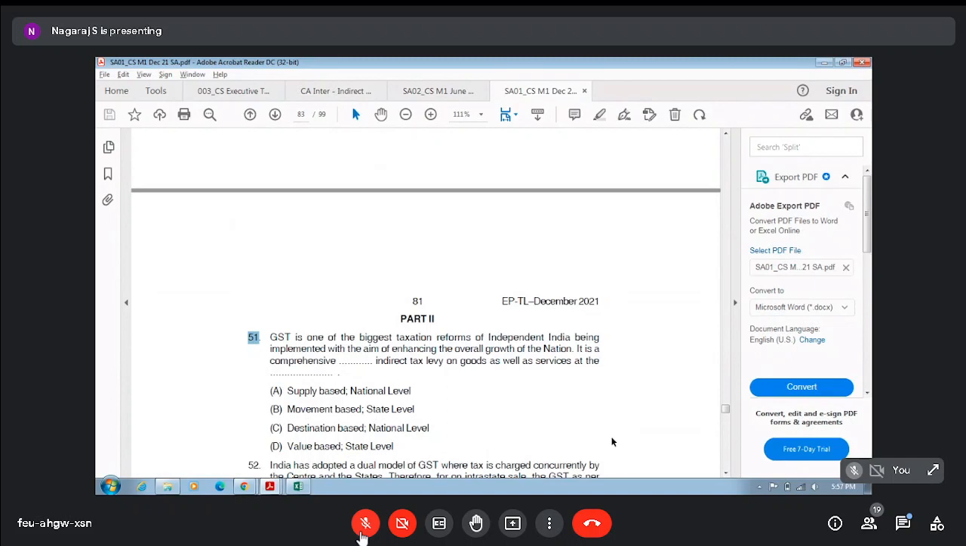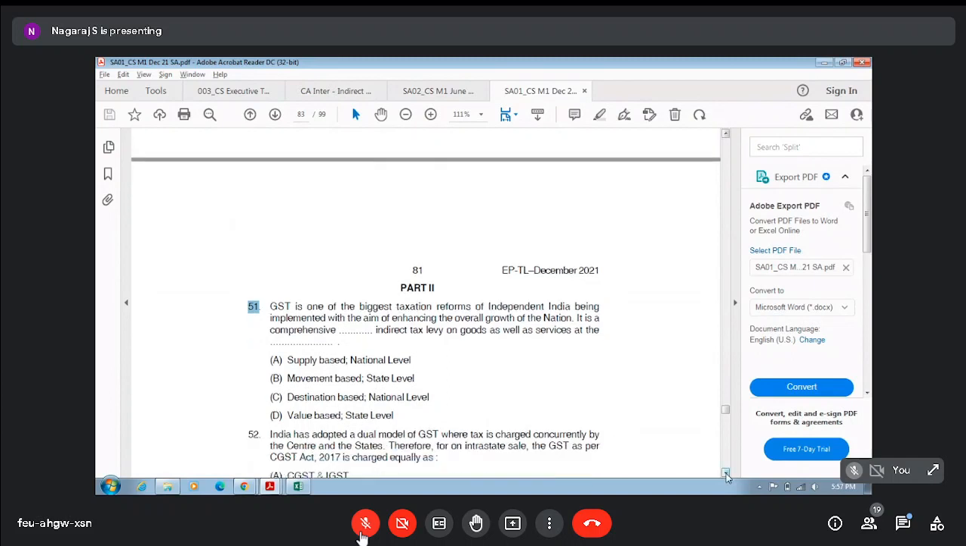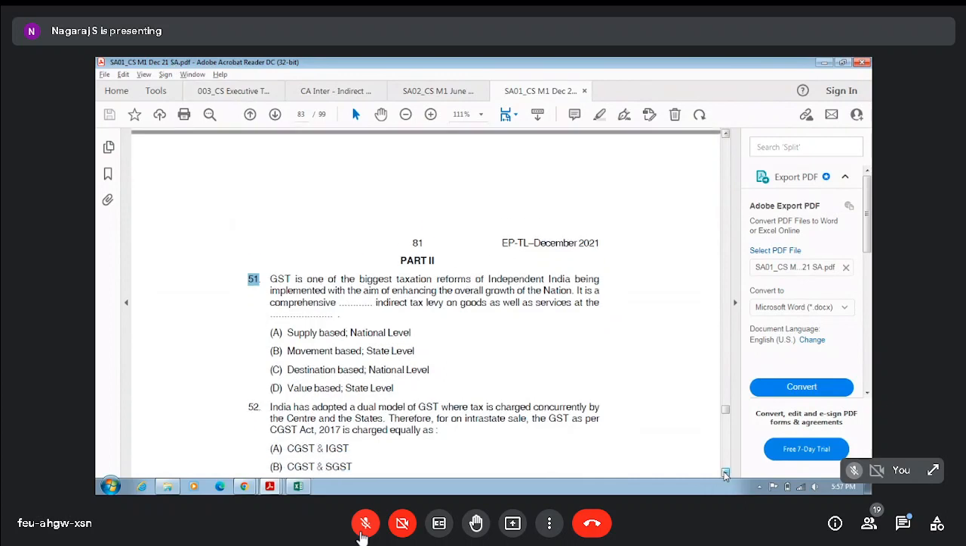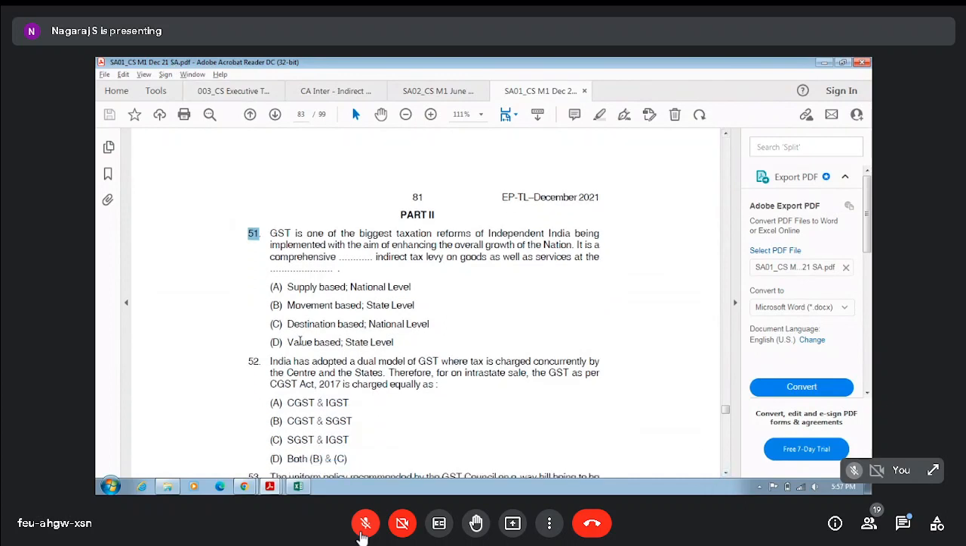Okay, we got one question. This is the December 21st paper. Sir, is it national level stating that whole of India is applicable? Yes, yes, entire India. State level also, SGST is a tax, right? Yes, entire India means including states and union territories.